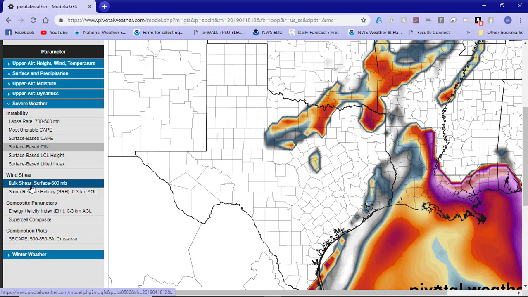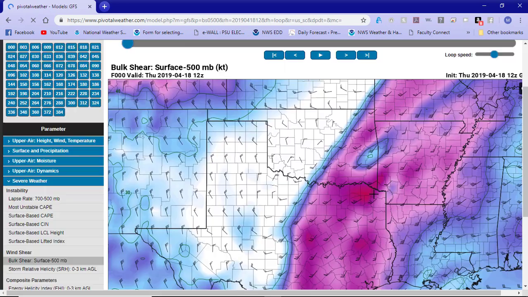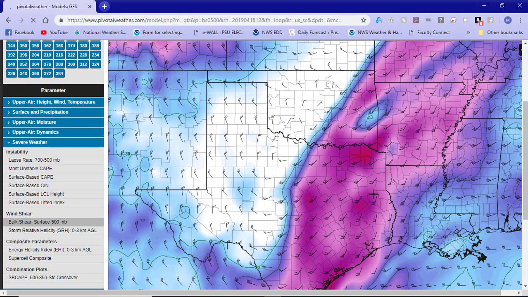Again, you can also look at bulk wind shear. What did I say? We're looking for about 30 knots of wind shear, more or less. Here we got plenty of that, 50 knots of wind shear, a little bit less as you get further south towards the coast. But again, we have very strong wind shear.